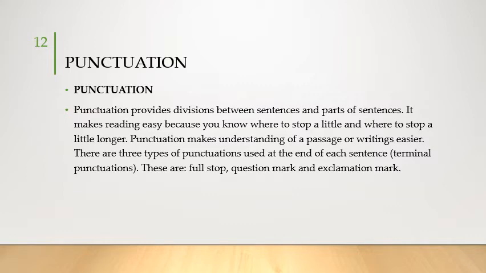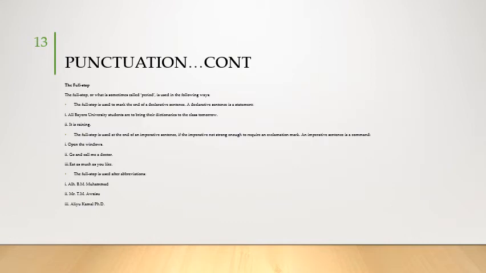There are three types of punctuation used at the end of each sentence, and we call them terminal punctuations. These are full stop, question mark, and exclamation mark. They are called terminal punctuation, and they come at the end of a sentence. A full stop, or what is sometimes called a period, is used in the following ways.